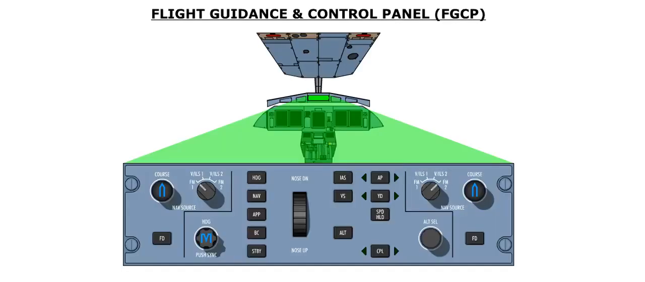The flight guidance and control panel, or FGCP, is used to engage or disengage the autopilot. It is also used to engage the yaw damper, as well as to select the desired operating mode of the flight director or autopilot system. The FGCP is located on the glare shield.